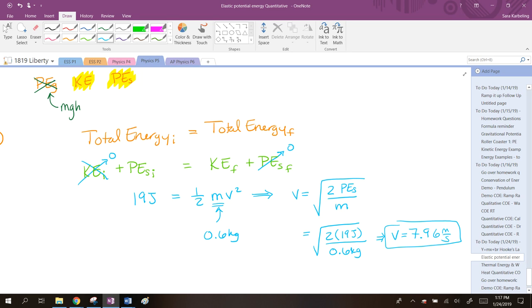Where did the energy go? It's thermal because of friction. It's thermal energy. So the energy that it had as kinetic energy is being converted to thermal energy. It's being converted to heat. Not a lot of heat, but a little bit of heat, enough to get rid of that.